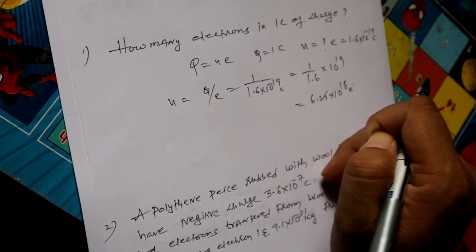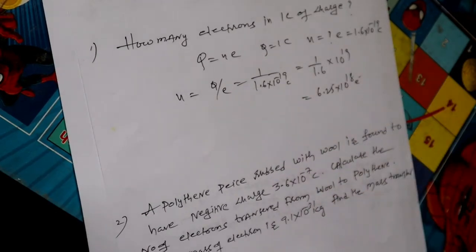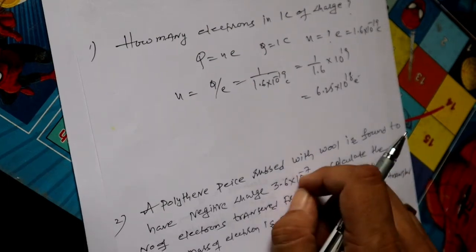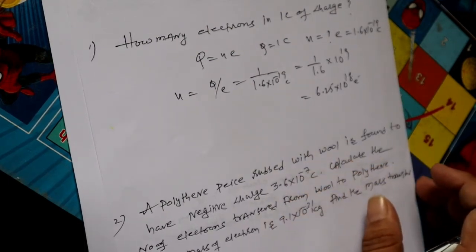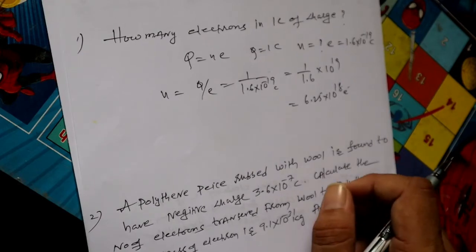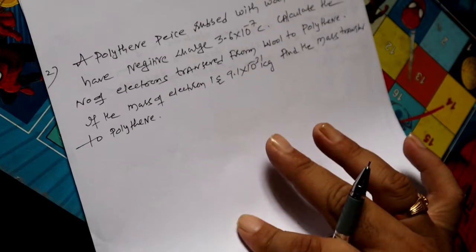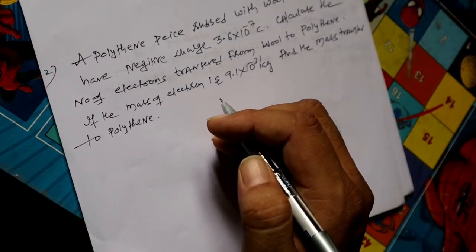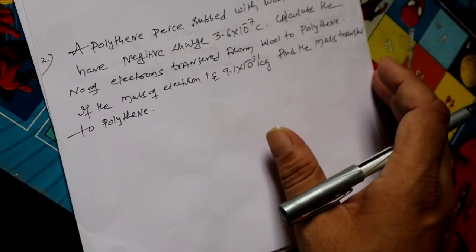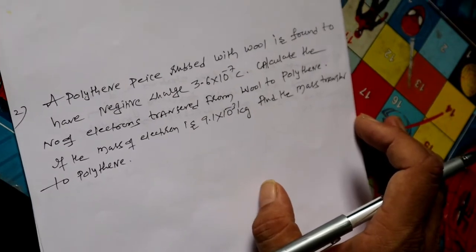What is the concept here? Q is equal to Ne. That means charge is available in integral multiples of the electron charge. Now we are going to discuss another MCQ based on the quantization of charge. See that problem.